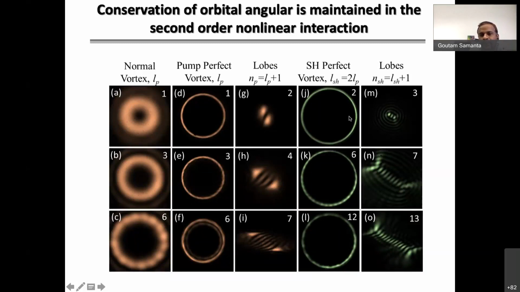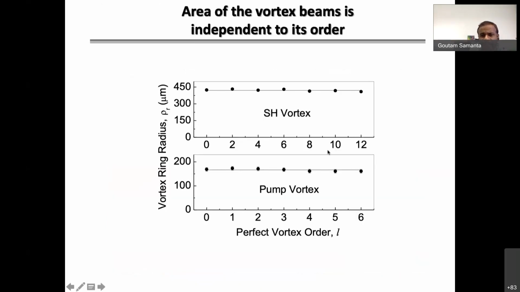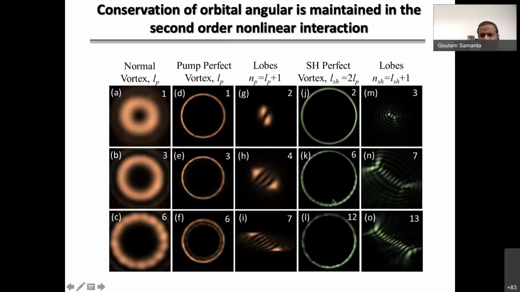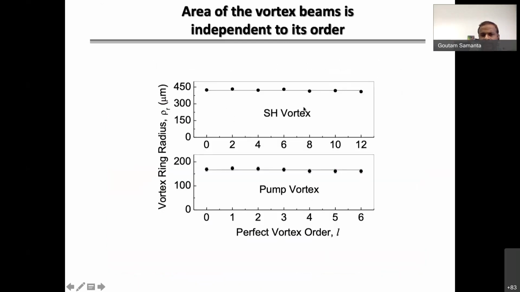And in the case of SHG, the size looks like this. It's almost the same, independent of the order. You can also see the increase in the number of lobes, giving rise to the increase of the order of the vortex, or doubling of the optical vortex of order 6 in the nonlinear process. Then we study their size. Even though the image looks like there is slight variation, we measure the sizes for the second harmonic vortex and the pump vortex, perfect vortices of different orders, and you can see a flat line: the size remains almost unchanged, even though the order of the vortex is increased.